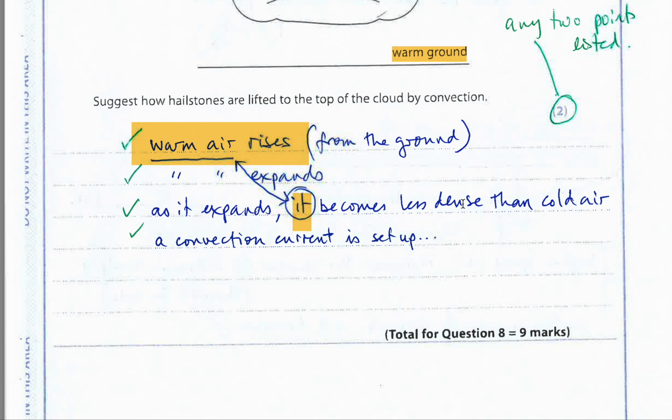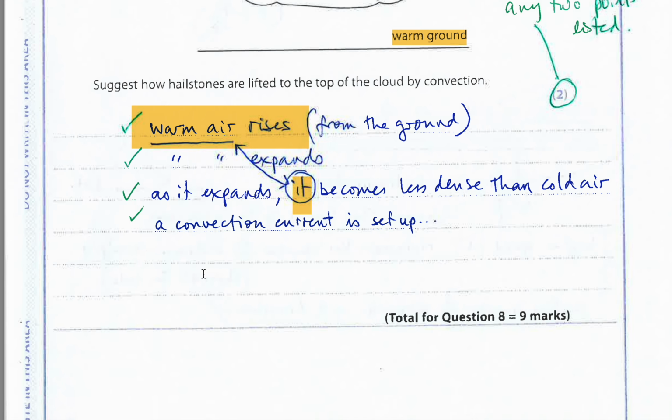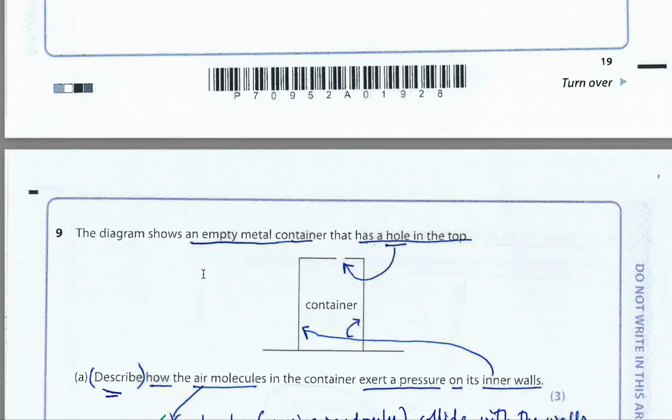So warm air becomes less dense than cold air, and in this way a convection current is set up. Cold air will sink, warm air will rise. These are the main points I've listed. As long as you've got 2 of these 4 listed in what I've written, you will get the marks.